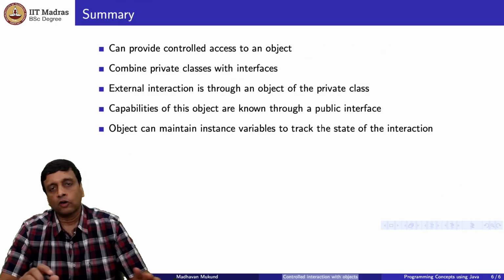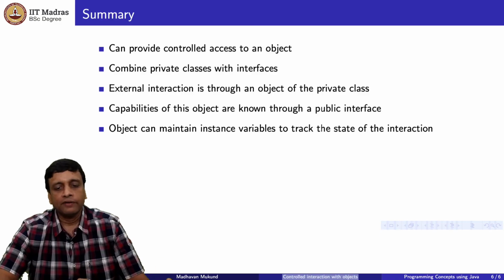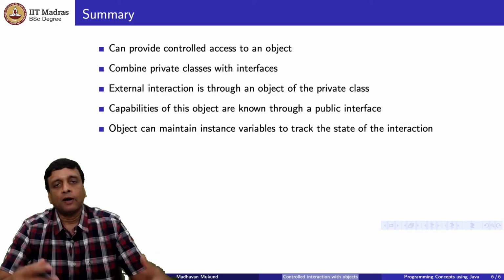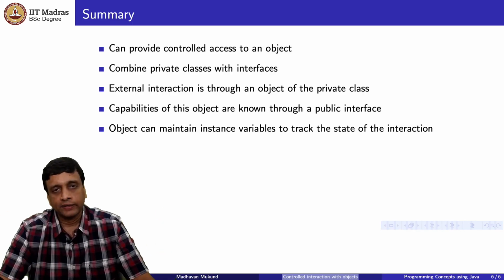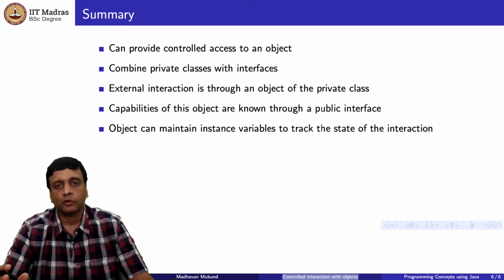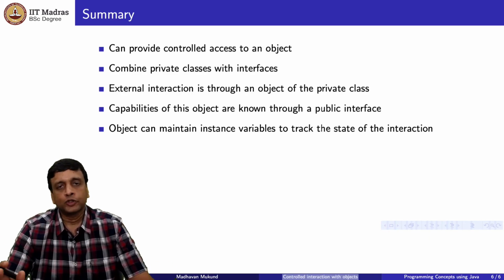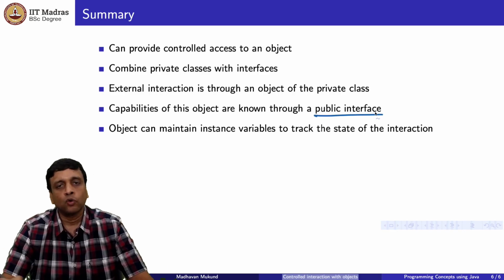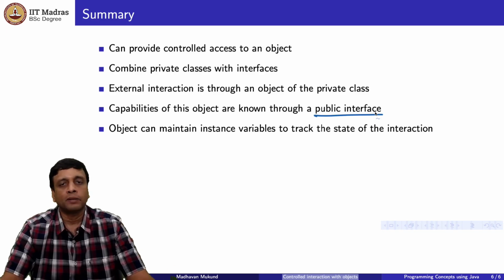So to summarize, through a combination of private classes and interfaces, you can provide this very controlled access to an object. So you basically ship out from the class that you want to provide this access to. So you're inside the railway booking class and you want others to be able to ask questions about your database. So you ship out an object which can answer these questions. And what is to be done with this object that you ship out is specified through a public interface. So the user knows what this object can do because it implements a public interface.